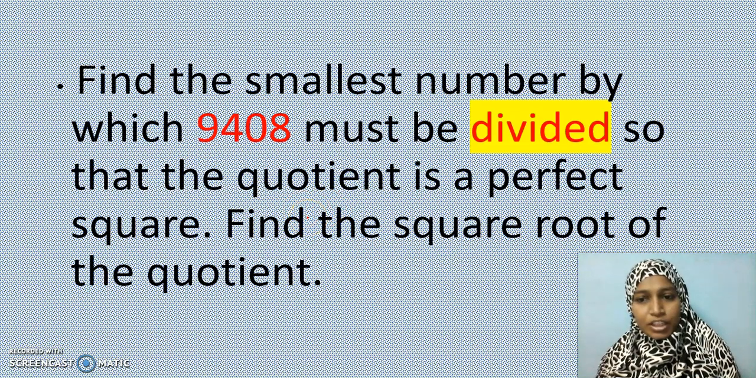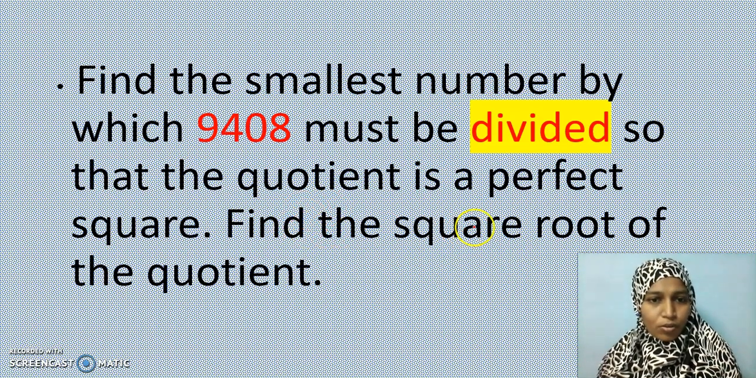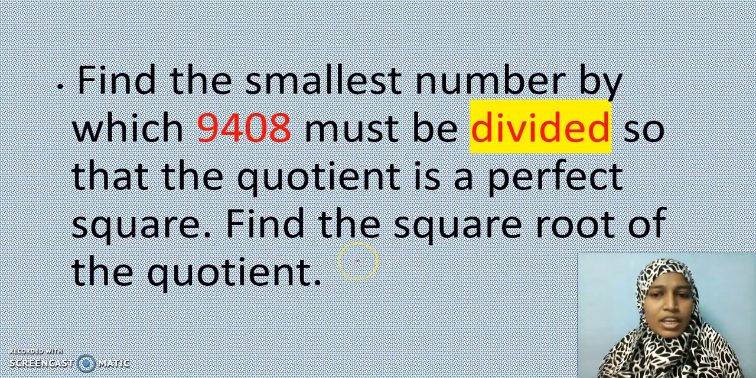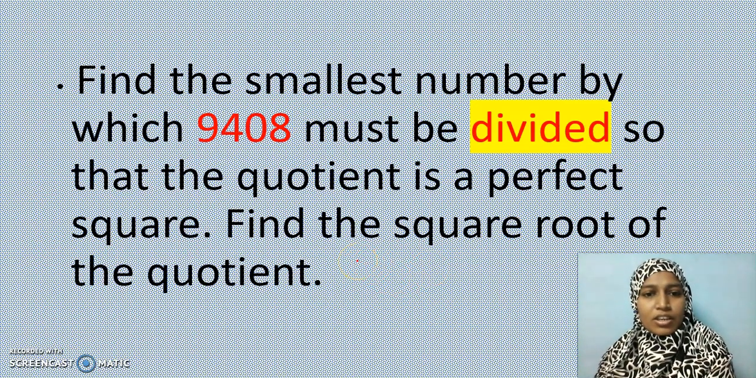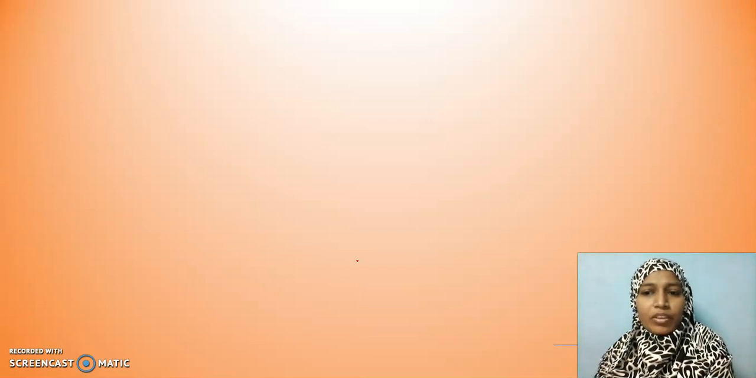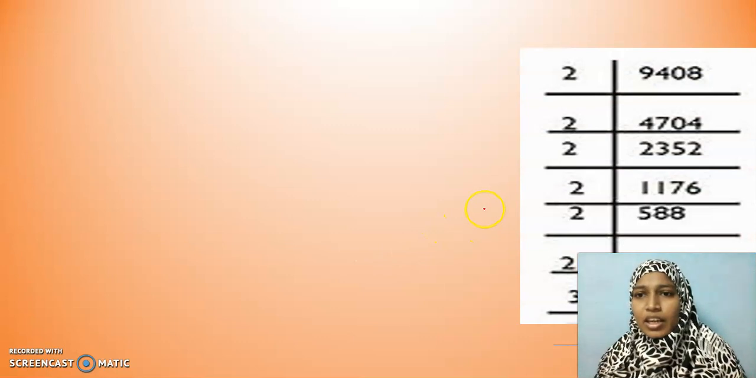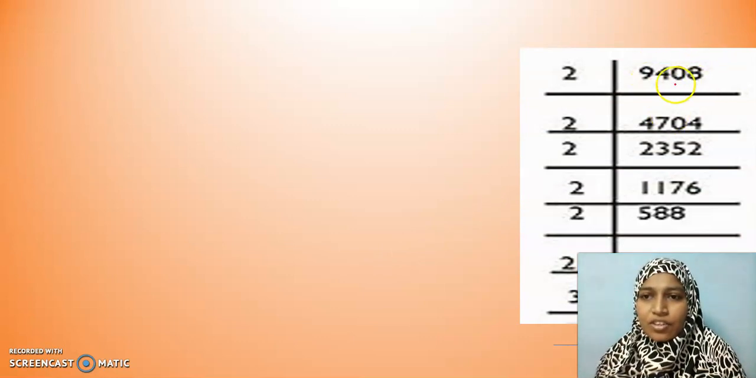After converting it to a perfect square, I have to find the square root of that quotient. Is it clear, my dear children? Okay, now let us get into the solution. Here, I start doing prime factorization for 9408.